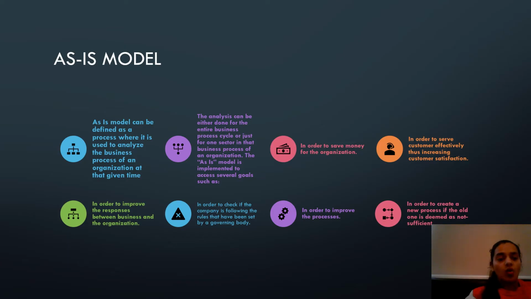Next is the as-is model. The as-is model is a very beneficial model that would help any organization to identify what is there in the system. And as we know, if we know what is already in the system, we can make improvements in the system in this way. So in order to save money for the organization, to improve the processes, and to serve the customers effectively, we can include this in our project.